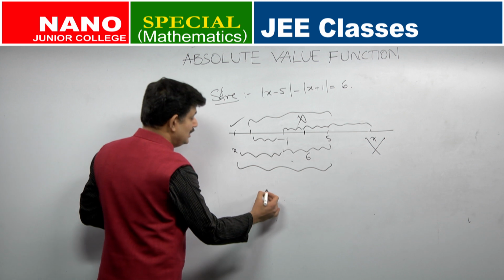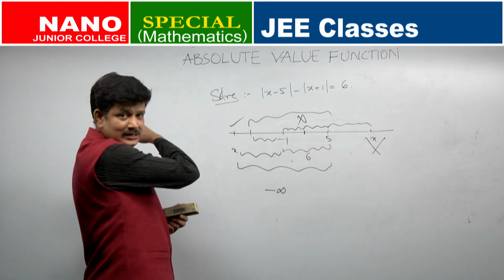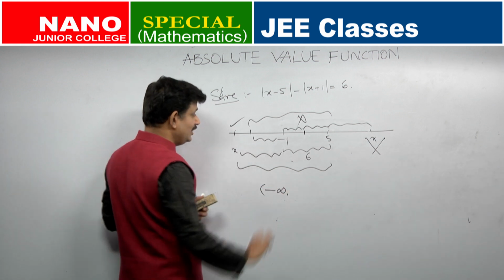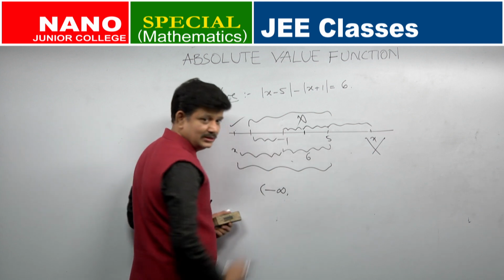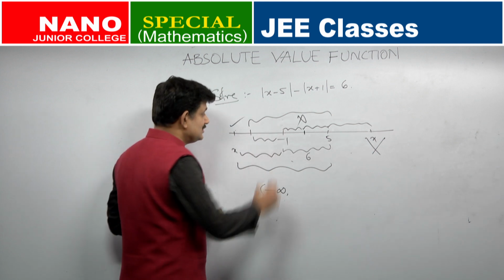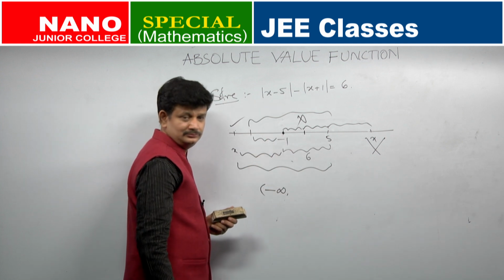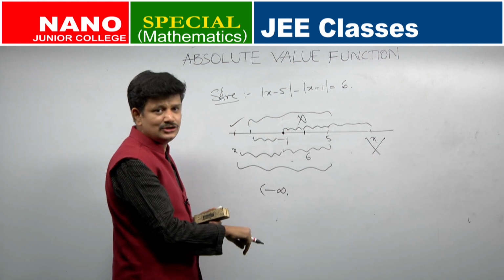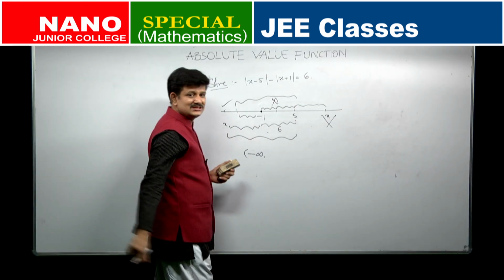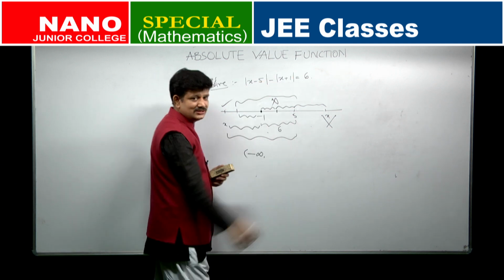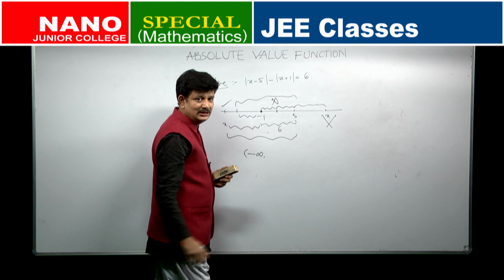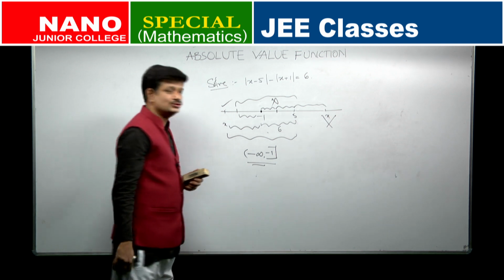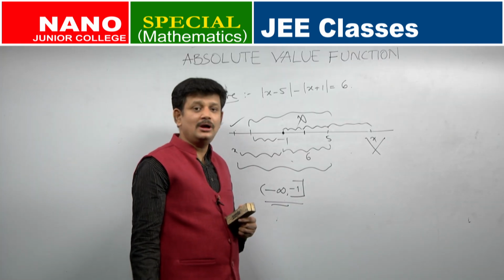So, what will be your answer? The set of all numbers starting from what? The least, non-existing, least real number, minus infinity, up till where? Minus 1. Now, is minus 1 included or not? Just take this point minus 1. The distance from 5 is how much? 6. The distance of minus 1 from itself is how much? 0. What is their difference? 6. So, minus 1 is happily satisfying this equation. You can as well take this number, substitute it in the equation and check. So, minus 1 is also part of your answer. Put a closed interval. So, your answer will be minus infinity to minus 1.